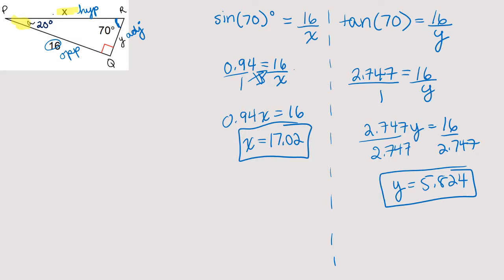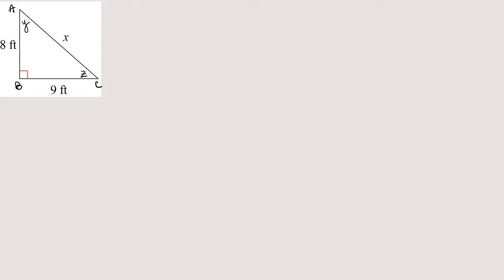Let's do a different kind of problem. This time I'm given two side lengths and I need to find the third side and the missing angles. Because I only have side lengths and no angle measures besides the 90 degrees, I'm definitely going to have to be using inverse trig here. But first, let's find x. We can do this by actually using the Pythagorean theorem.